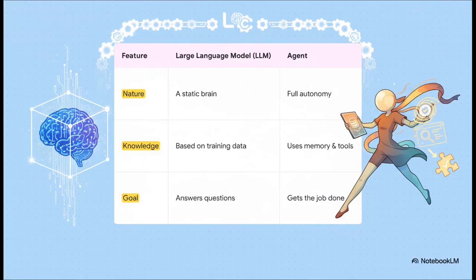Okay, so look at it this way. An LLM by itself is like a static brain. It can only answer questions based on the data it was trained on. An agent, on the other hand, has autonomy. It can use memory to remember your conversation, and it can use tools to go look things up in databases or even browse the web. The goal of an LLM is to answer a question. The goal of an agent is to get a job done.